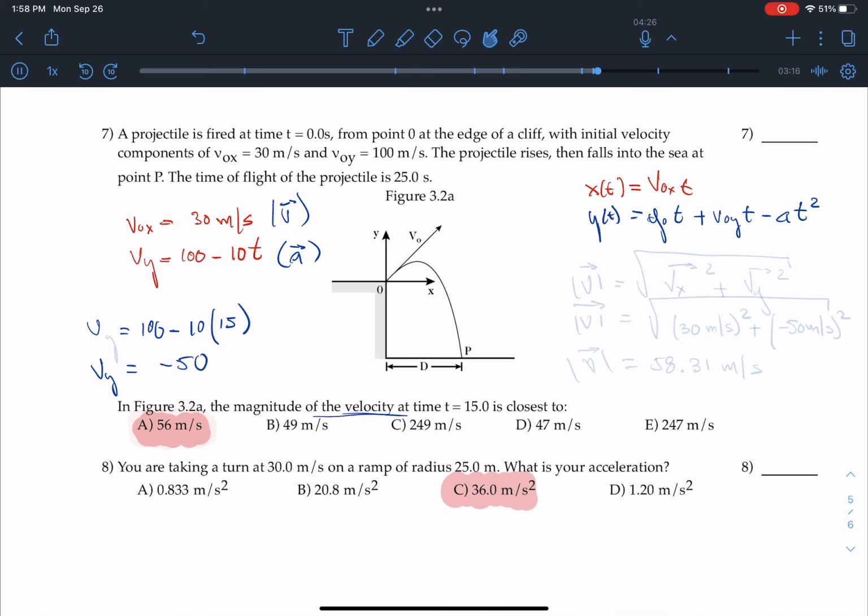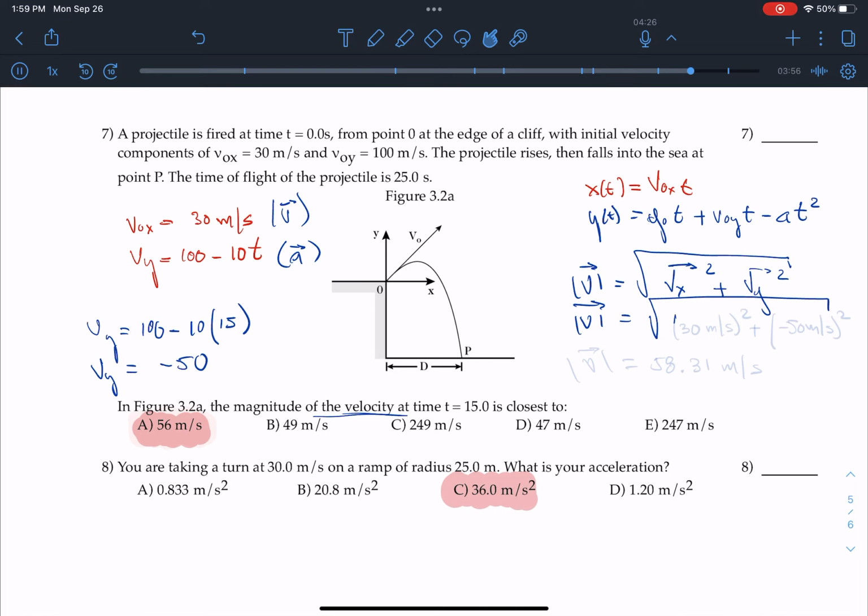One way to find the magnitude of velocity is by finding the square root of the x component of the velocity squared plus the y component of the velocity squared. So now all we need to do is plug in the values for the x component and the y component.